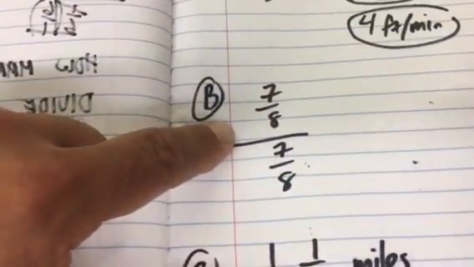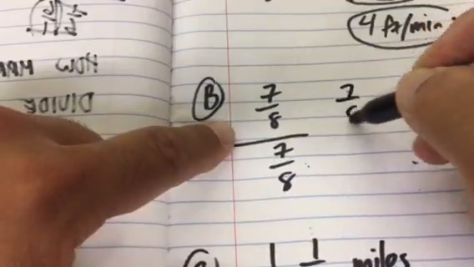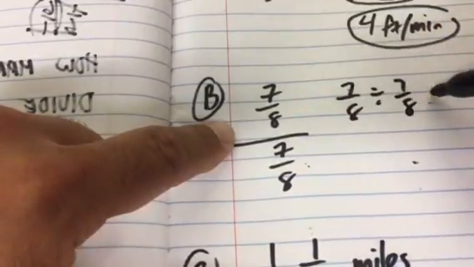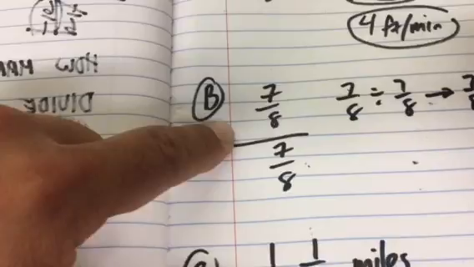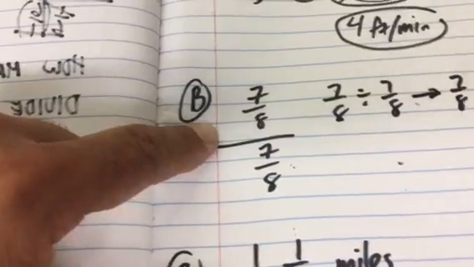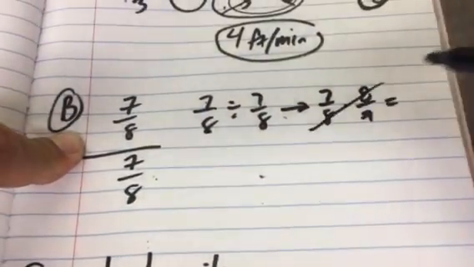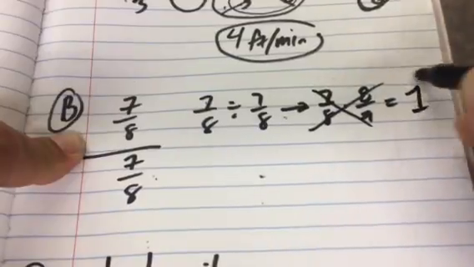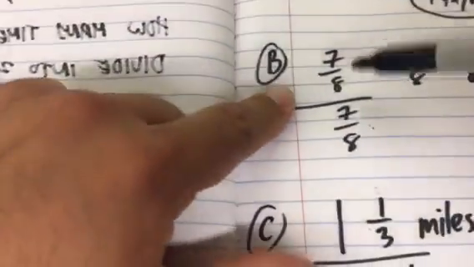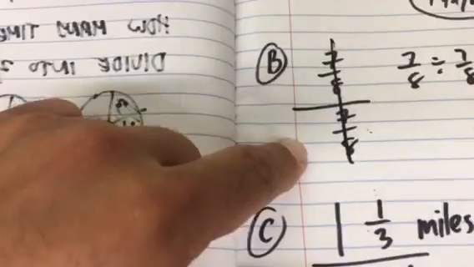Here's 7/8 divided by 7/8. So 7/8 divided by 7/8 is the same as 7/8 times 8/7. We notice that the 8's can cross out, the 7's can cross out, and you just have a fancy form of 1. So anything divided by itself is going to be 1.